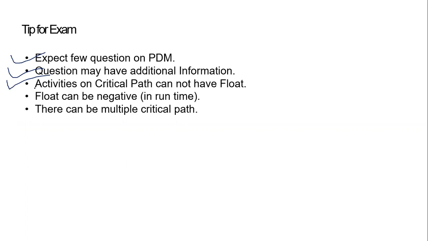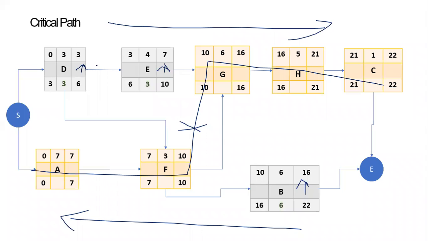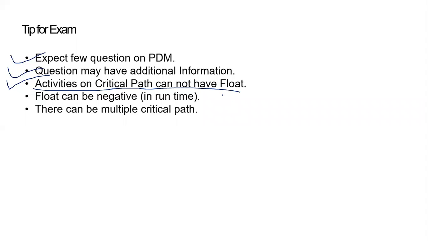Then activities on the critical path. I think I mentioned that they cannot have a float. There might be just a simple question like, what is the float for this activity? So for activity G, there is no float. It's on the critical path. You don't have to even think about doing all the calculation. If it is on the critical path, you don't have to calculate, just put it as 0. 0 is going to be the float.